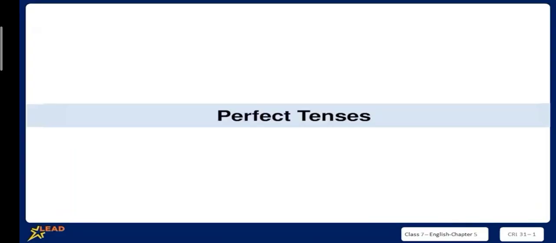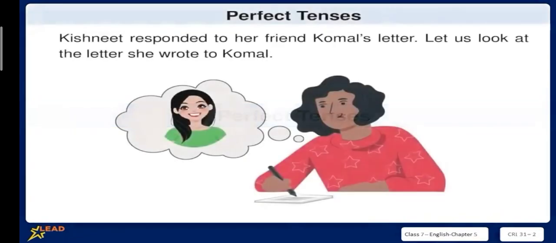Hello students, we know that the tense of a verb shows the time of an action or event. We have learned about simple and continuous tenses so far. Let us learn a new tense now called perfect tense.